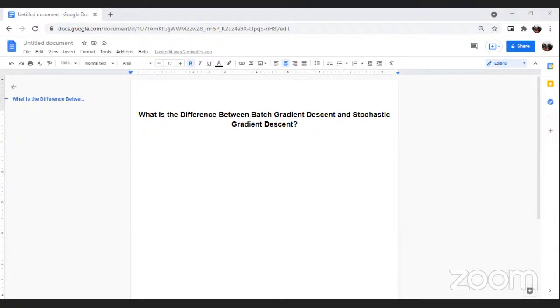Right. Batch gradient descent computes the gradient using the entire data set. Eventually, it takes time to converge, because the data volume would be high and the weights are updated slowly. In contrast, stochastic gradient descent computes the gradient using a single sample, right? It converges much faster when compared to batch gradient descent. The weights are updated more frequently, right?